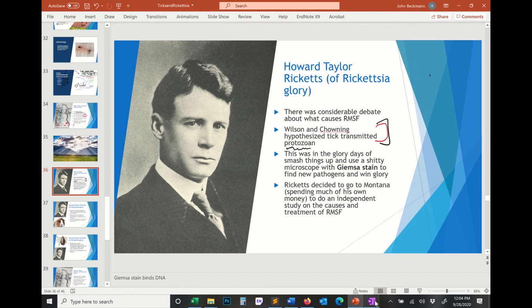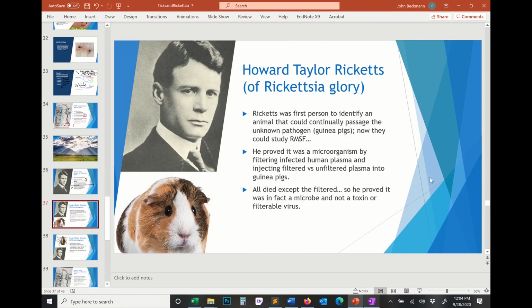So this guy, Ricketts, came after Wilson and Chowning. It wasn't yet resolved. They thought the ticks were maybe involved in the process. Ricketts decided to go to Montana, and he actually spent his own money to do it. He was so interested in science, he was literally like, I'm going to spend my own money and study this, which is fascinating, and the energy is cool. So he's going to do an independent study on Rocky Mountain spotted fever.